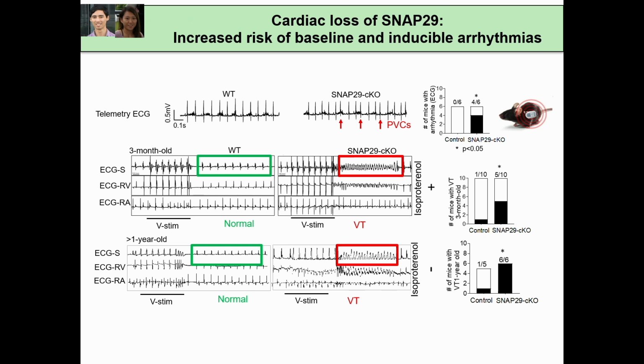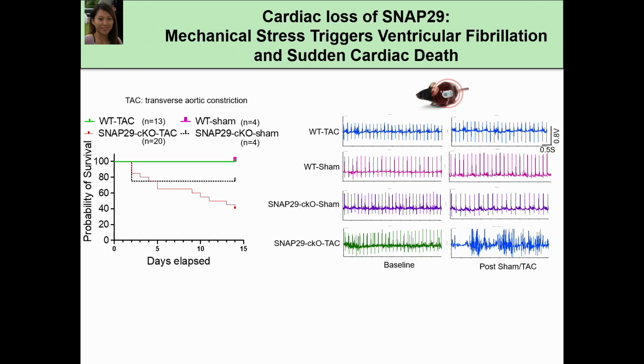Now, given that this is a mechanical anchoring gene, we sought to put mechanical stress onto these mice, in the sense that we had them undergo transverse aortic constriction with pressure overload. And essentially what happens is that this stress triggers ventricular fibrillation and sudden death. So essentially about 30% of the animals remain within this time frame after TAC. So this is really a gene that predisposes these mice to arrhythmias and sudden death.